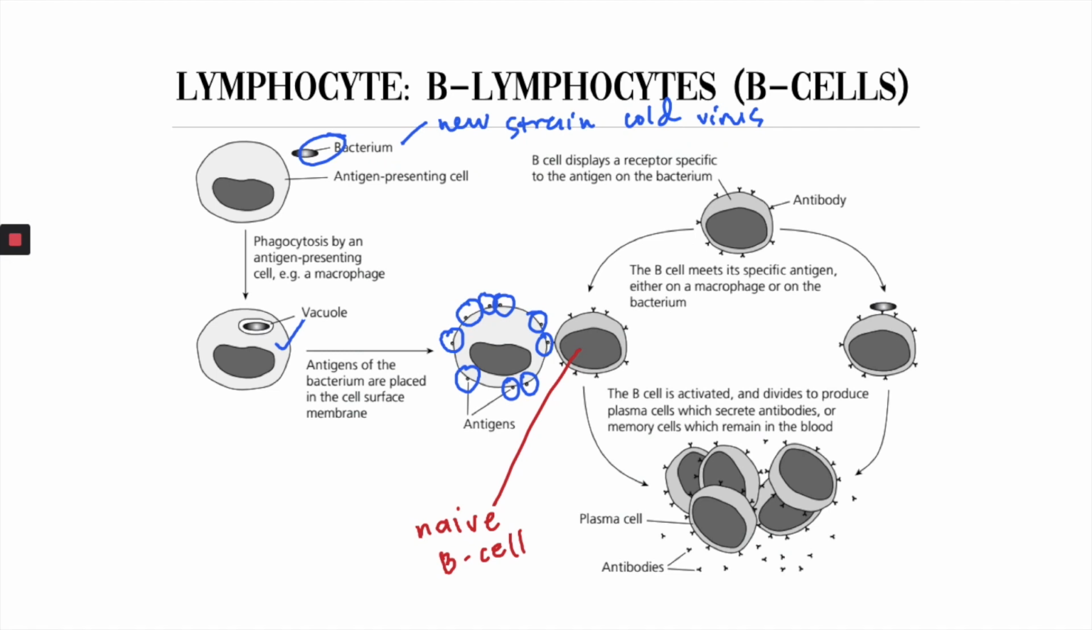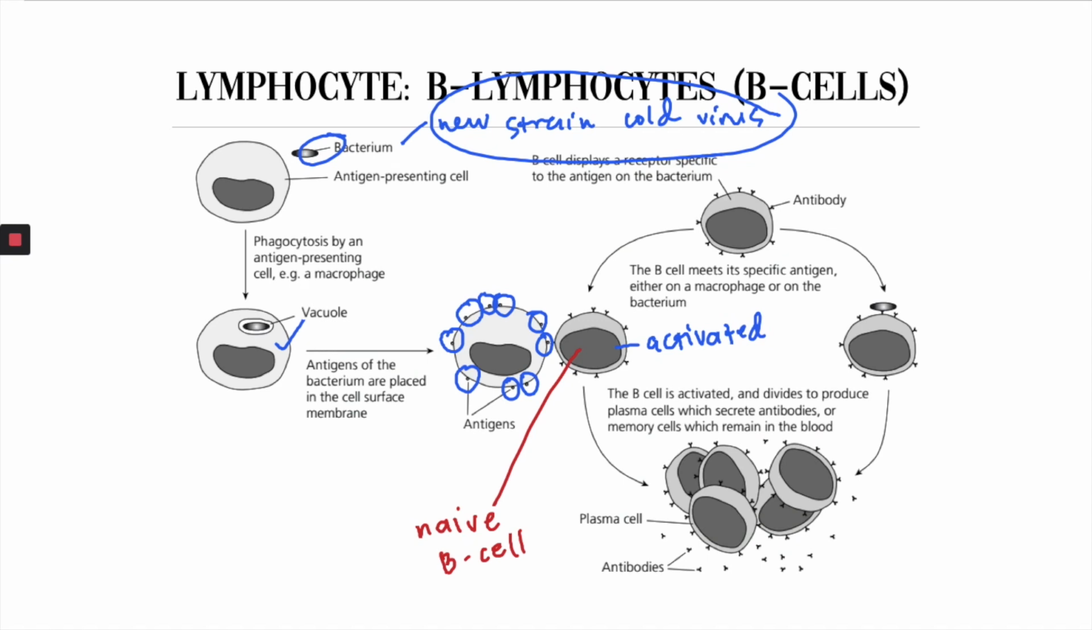Once these antigens are outside the cell, by random chance maybe, there will be a naive B cell, meaning again, a B cell that has not encountered any type of antigen before. So this naive B cell becomes activated. When we say activated, it already has its own data, and it will recognize this new strain of cold virus over and over again every time it goes inside your body.